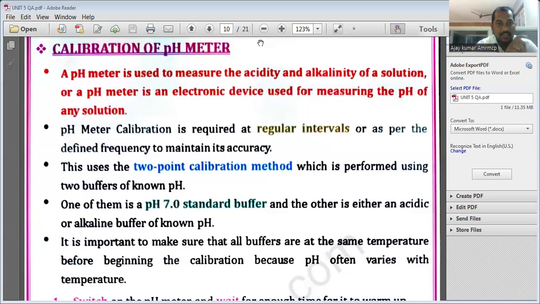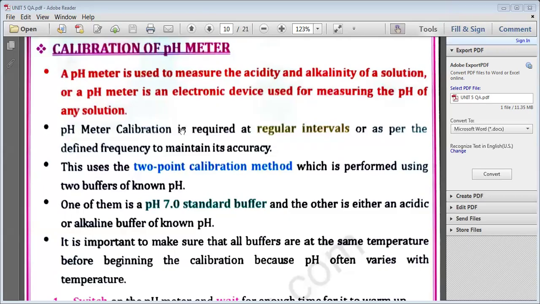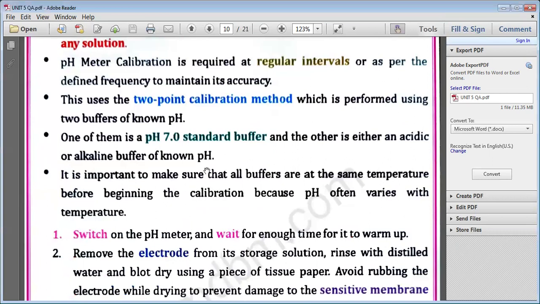So here the calibration of a pH meter is a 2-point calibration method which is performed using two buffers of known pH. What are the two buffers that we usually prefer? Why are we calling it a 2-point calibration? That means we are going to calibrate with two different standard buffer solutions. Thereby it is called a 2-point calibration.